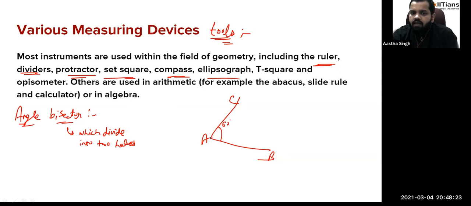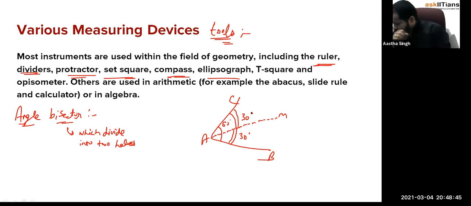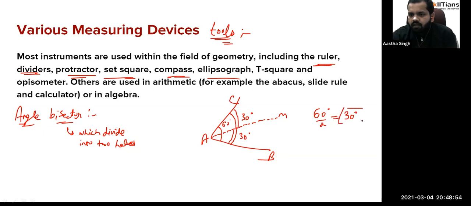You have to draw an angle bisector, this M, such that these angles are now what? 30 degrees each. Why? Because the 60-degree angle is divided into two halves. Sorry guys. So what will be the half of 60 degrees? 60 degrees half will be what? 30 degrees.